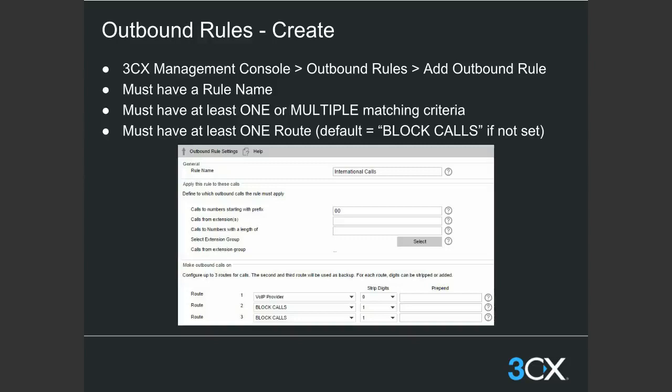In order for an outbound Roule to be valid, it needs to have at least one or more matching criteria. The criteria which we mention are these fields in the center of the page. In order for the Roule to be valid as well, it needs to have at least one outgoing route. If you don't have any routes configured, the default is block calls. The calls will be blocked to any numbers with 00 in this particular case.